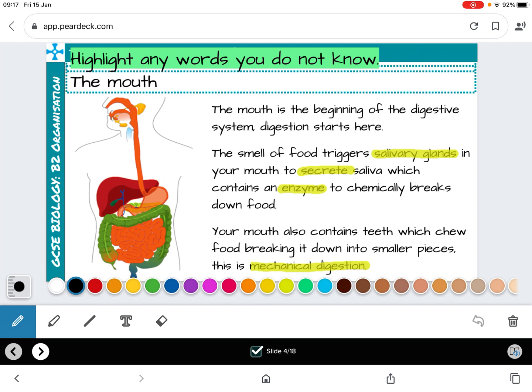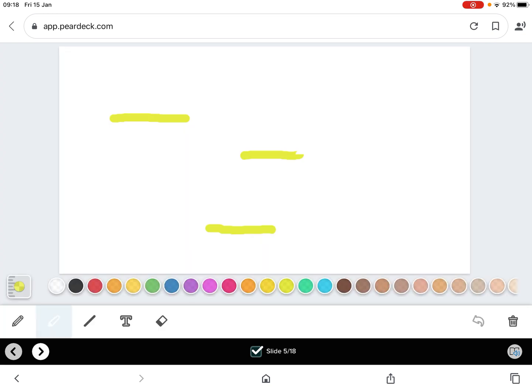Okay, so digestion begins in the mouth. This is where the smell of food will trigger your salivary glands. These basically secrete, that means they produce and give out, saliva, which contains an enzyme. An enzyme is a chemical that will start to break down the food from its long chains into little chains. Your mouth also contains teeth which chew food, breaking it down into smaller pieces.